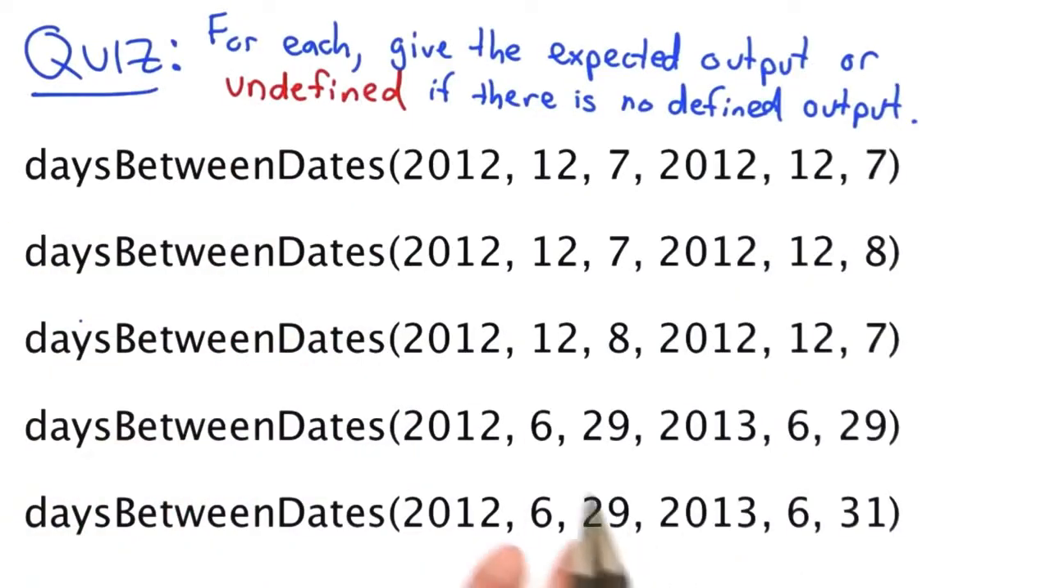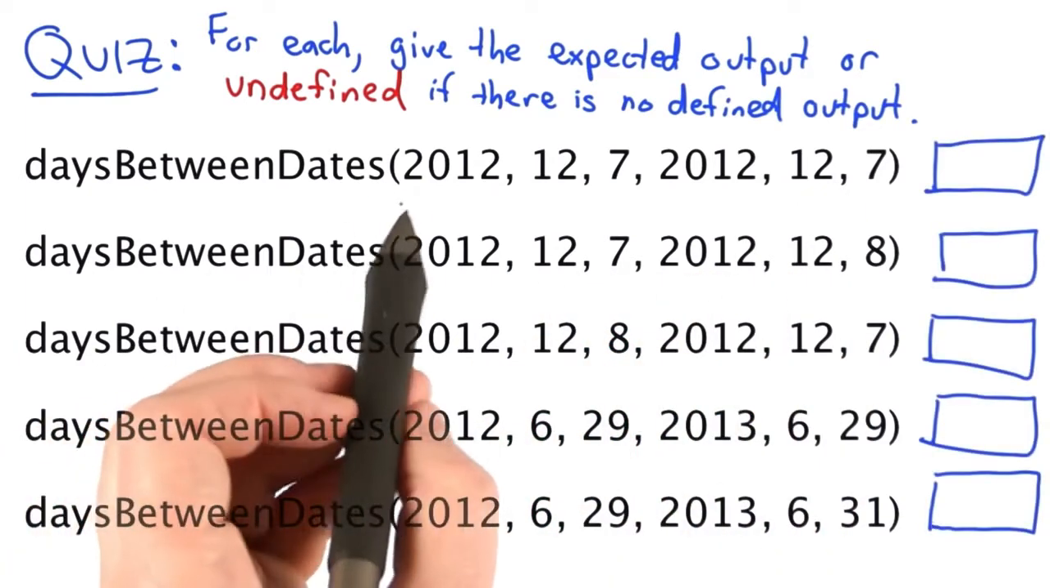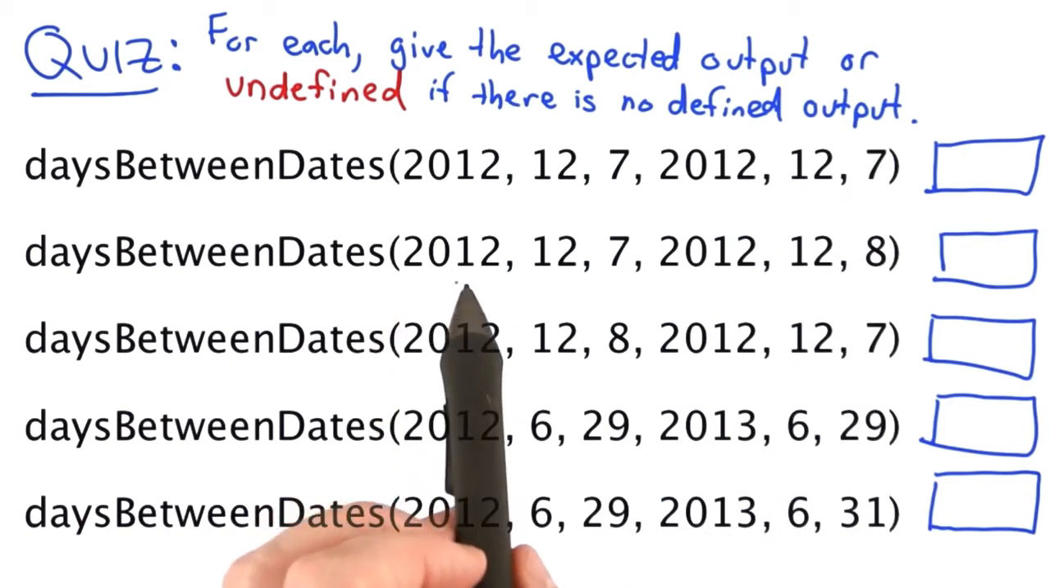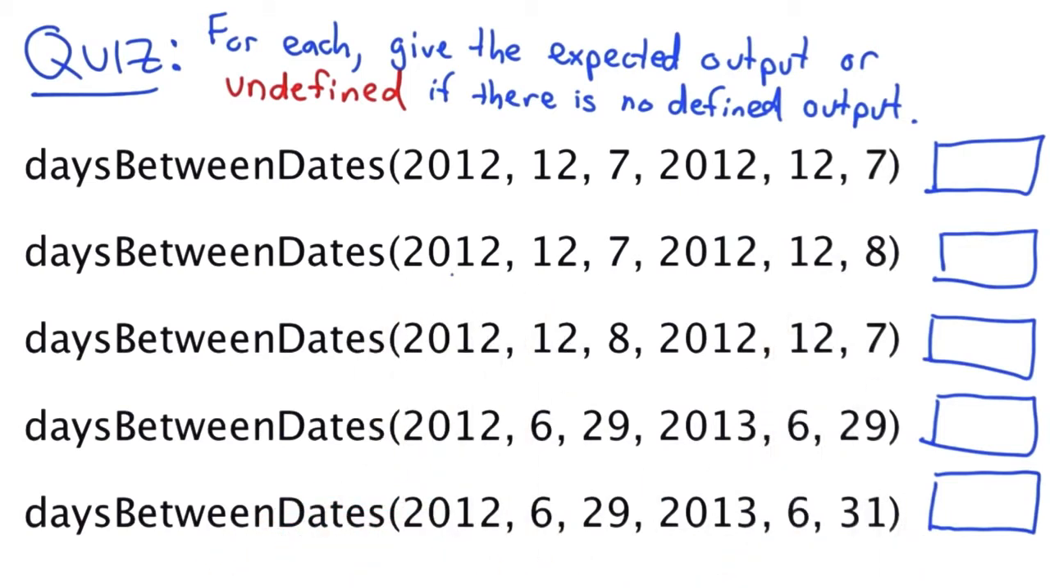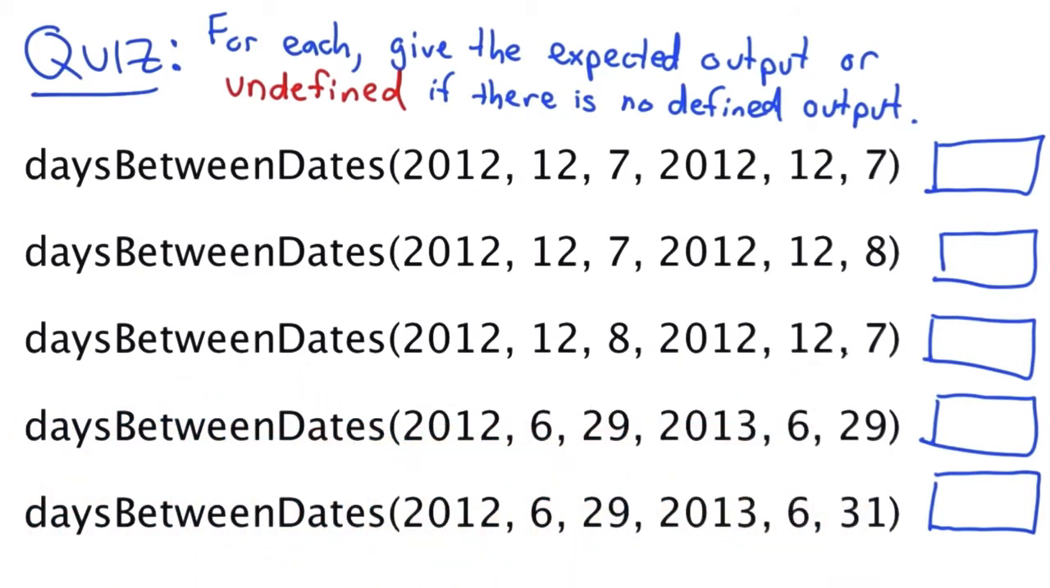So to see that we understand the problem well, let's work out some examples. For each of the examples, give the expected output or write undefined if there's no defined output, meaning the inputs given were not valid. There are 5 examples. The first is December 7th to December 7th, 2012. The second is from December 7th, 2012 to December 8th, 2012. The third is from December 8, 2012 to December 7, 2012. The fourth is from June 29, 2012 to June 29, 2013. And the final one is from June 29, 2012 to June 31st, 2013.